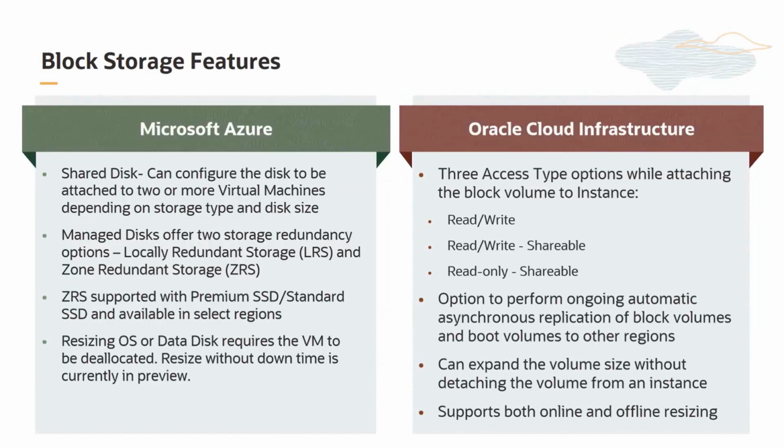In Azure, you can enable the shared disk feature that allows you to attach the disk to 2 or more virtual machines depending on the storage type and the disk size. In OCI, you have 3 access type options to choose from while attaching the block volume to an instance. You can go for read-write, you can also select read-write shareable, and you can also configure read-only shareable.